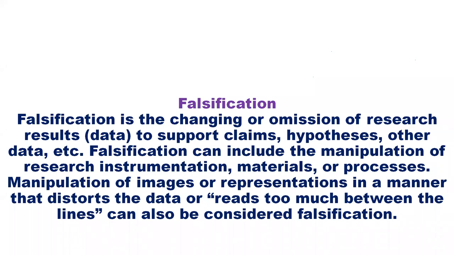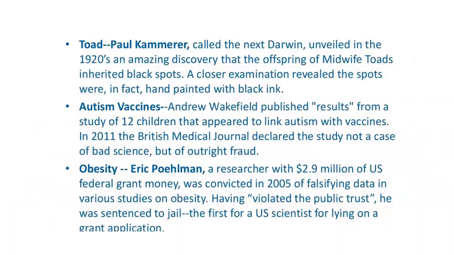Now I come to the examples. Paul Kammerer was called the next Darwin. You know Darwin, the scientist. Everyone knows Darwin. He was considered equivalent to Darwin. In 1920 he unveiled an amazing discovery that the offspring of midwife toads inherited a black spot. But closer examination of the experiment revealed the spots were in fact hand painted with black.